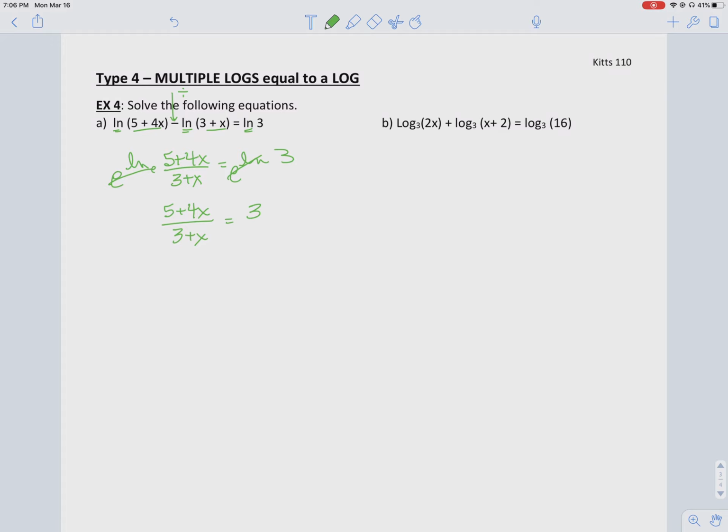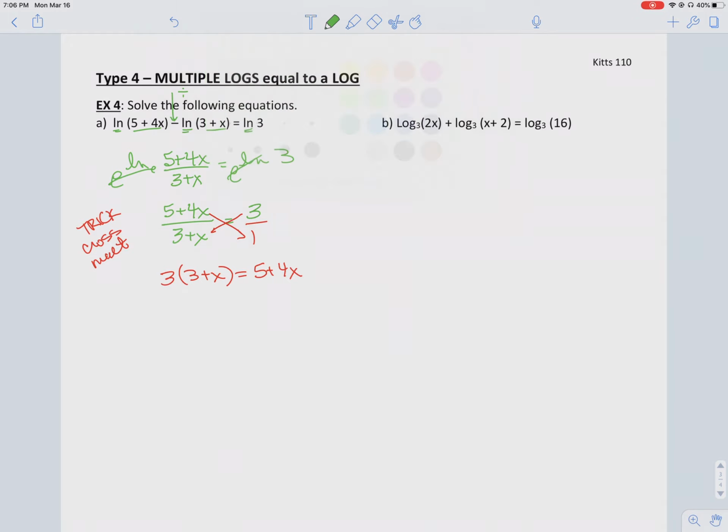So now it's just the trick that you've got to remember. We've had this trick before where we're going to cross multiply. Okay, so we're going to cross multiply. I'll put a 1 under here. So when I cross multiply that way, I get 3 times 3 plus x. And then when I cross multiply that time, I get 5 plus 4x.